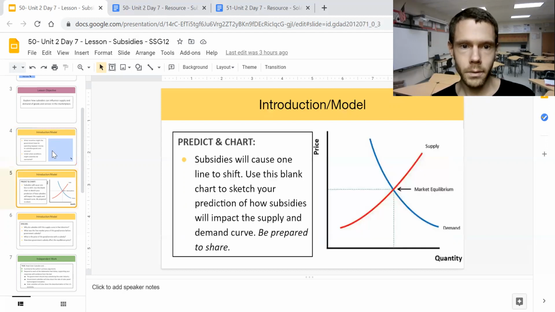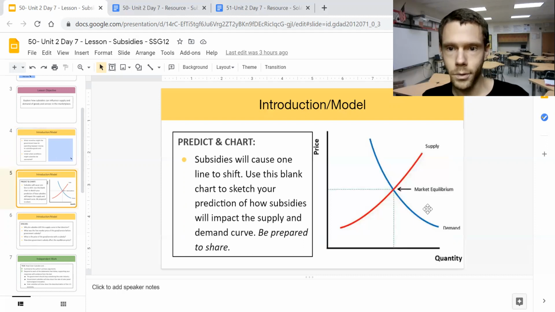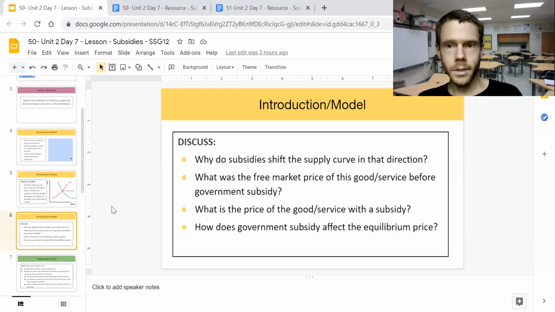But what we want to really think about specifically here is what's going to actually happen to supply and demand when these subsidies cause a line to shift. So you might want to take a moment and just think about which line you think is going to shift, supply or demand, and then consider how that might be reflected in the market equilibrium. I'll show you the answer momentarily. And some things that you'll likely discuss with your teacher: why are subsidies ultimately going to shift the supply curve and not necessarily the demand curve? What is the free market price of the good or service before the subsidy and after the subsidy? And how does it then affect the equilibrium price?